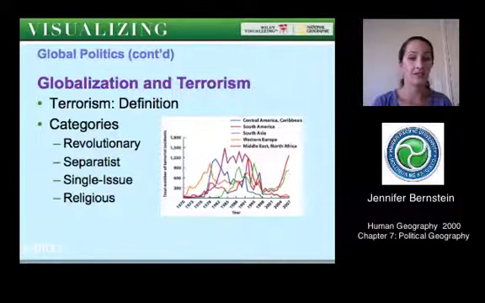According to the U.S. State Department, there are 4 state sponsors of terrorism. These include Cuba, Iran, Sudan, and Syria. There are 4 categories of terrorism. There is revolutionary, which is basically the idea of advocating for regime change. Separatist, basically groups that are seeking autonomy or independence from a state. There are single-issue groups, so this might be particularly radical animal rights groups, and then there's religious.